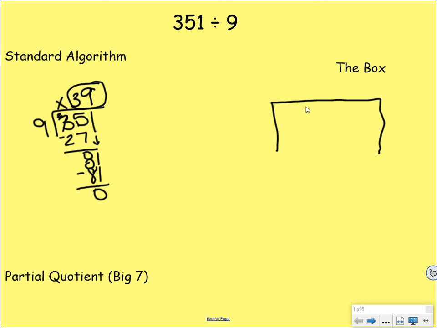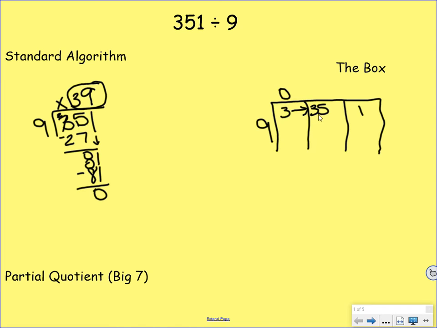And I have 351, so I'm going to split it into 3 pieces. And I'm going to put a 3 and a 5 and a 1 inside. And then out here, I'm going to put a 9. So here's how this works. How many times does 9 go into 3? It doesn't. I put a 0. And then I bring this number into my next box because I didn't use it. And now I have a 35.